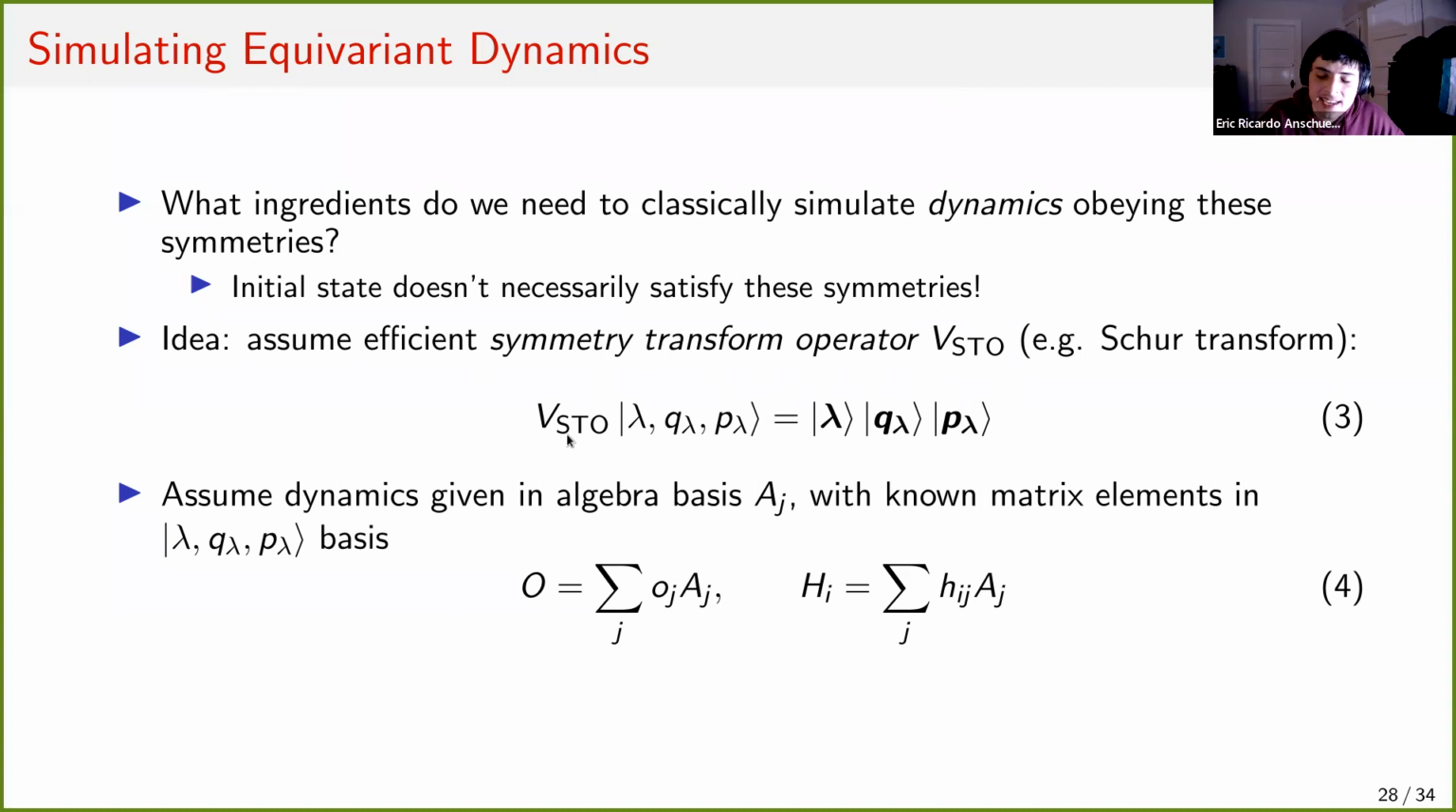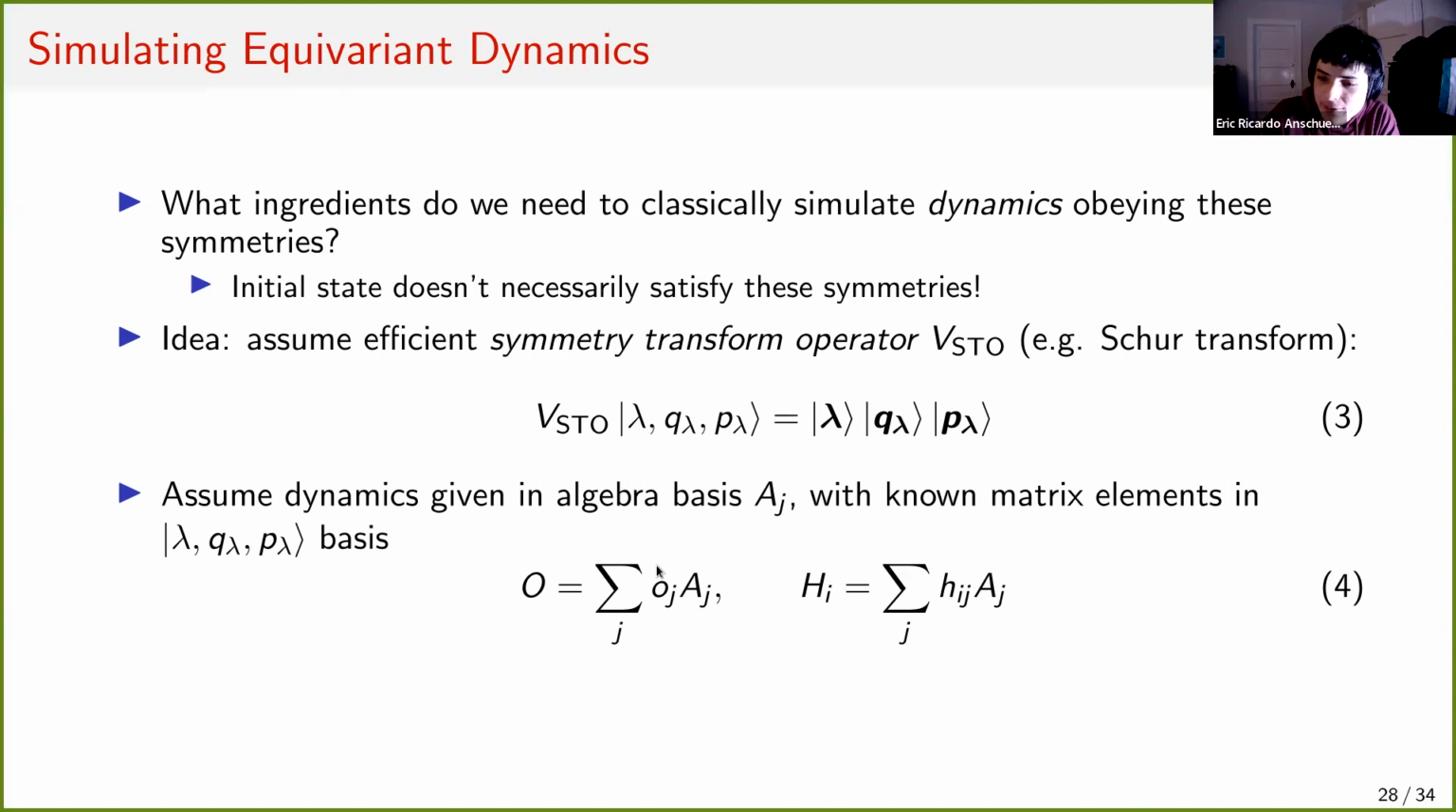And all that we assume the existence of is this thing that we call a symmetry transform operator. So what this does is it takes the equivalent of your singlet and triplet states to labeled representations of them in the computational basis. So for instance, something that when it acts on a singlet state tells you it's the singlet state. And this actually is known to exist for the symmetric group. It's called the Schur transform, but we consider more general symmetric groups.